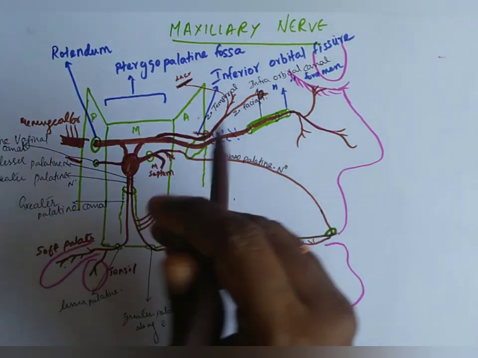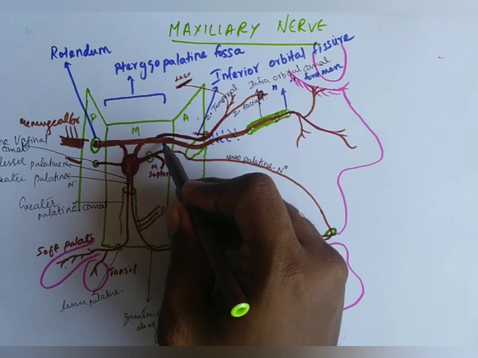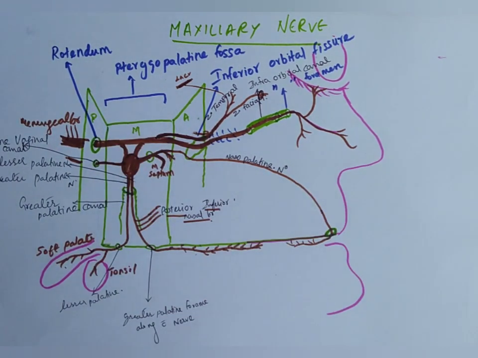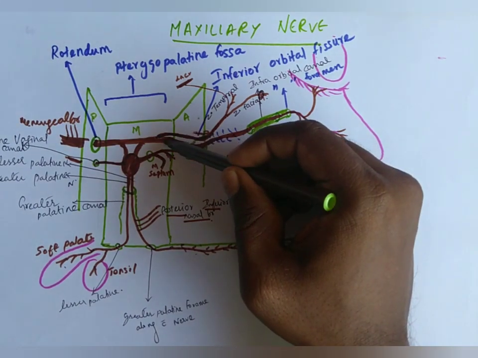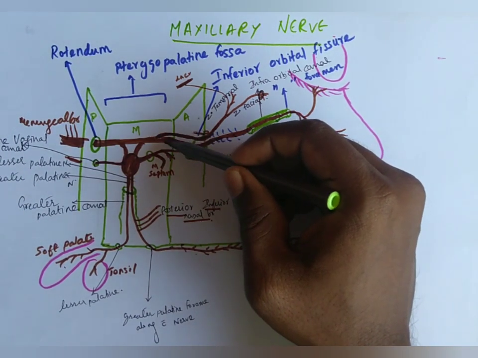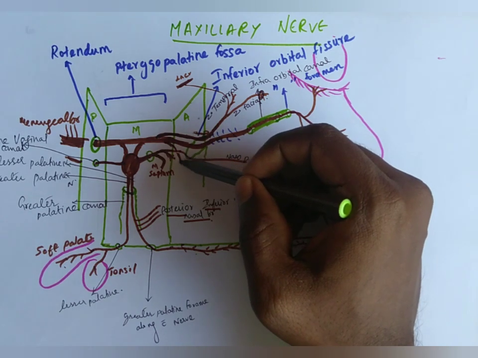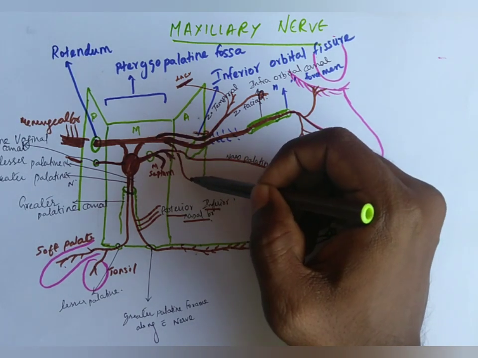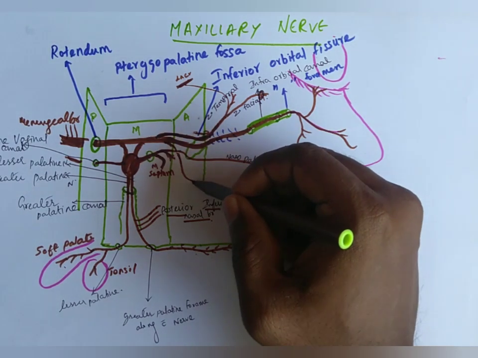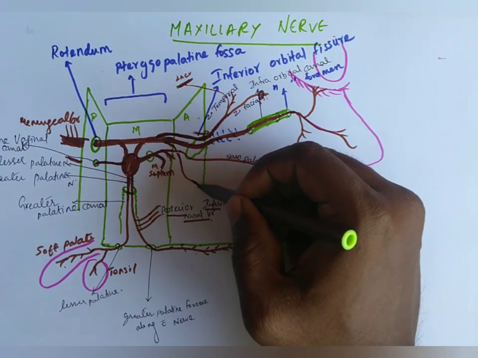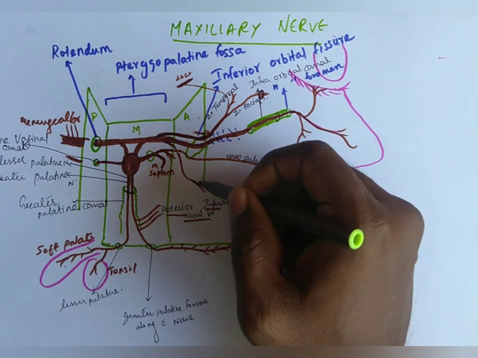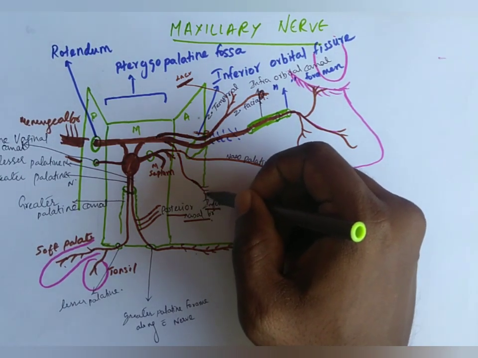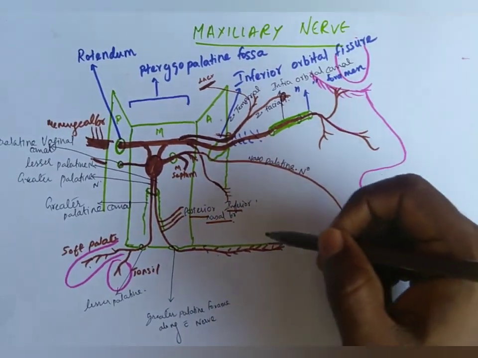The next important branch in the fossa is the posterior superior alveolar nerve. It will come down and pierce the anterior wall to enter in close relation with the maxillary sinus. The maxillary sinus is located here, and it will supply the mucosa of the maxillary sinus.